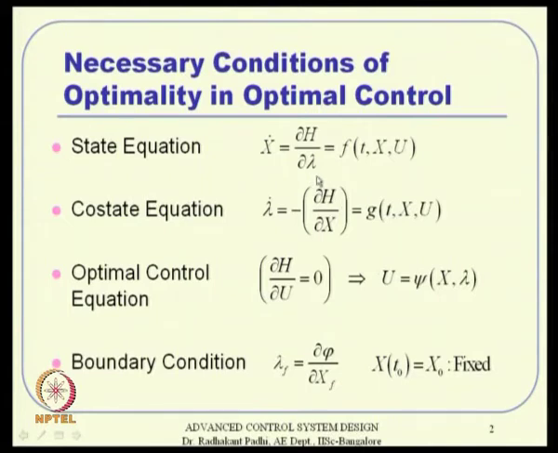Okay, let me summarize again. You start with a control history guess. So, you have this x 0 known to you. Then integrate this state equation forward, and then you have xf available. Based on that you can evaluate lambda f. Now, once lambda f is available you can in principle integrate this equation backward. Remember this control history is available to you, the x history is also available to you by now, and the lambda history is also becoming available because you are integrating it backward.